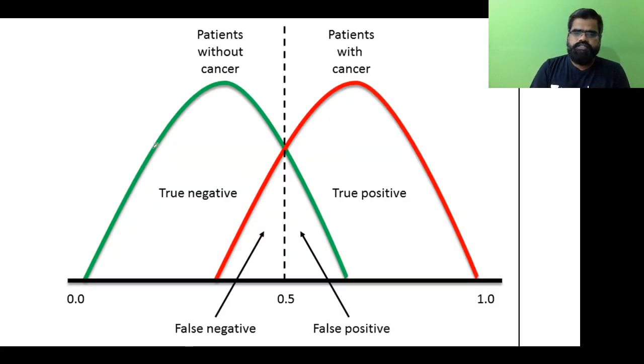First of all, just take this picture. This is the enlarged version of the image. I'm just giving an example of patient without cancer, patient with cancer. You see here, patient without cancer. So, can I say they are not diseased? Now, patients with cancer, can I say they are diseased? Simple. Okay. So this is the cutoff line.